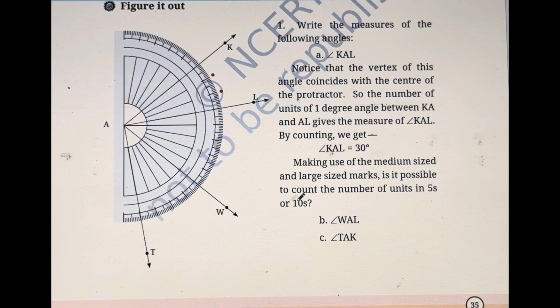Making use of medium sized and large sized marks, is it possible to count the number of units in 5s and 10s? Yes, you can count in 5s and 10s also, right? Now they have also asked angle WAL. So WAL. From here, if we start counting, this is 10 degrees till here, again a longer line, then one more 10, so 20, then 30, 40, and here it is 50 degrees, right? So you can write here 50 degrees. So angle WAL is 50 degrees.